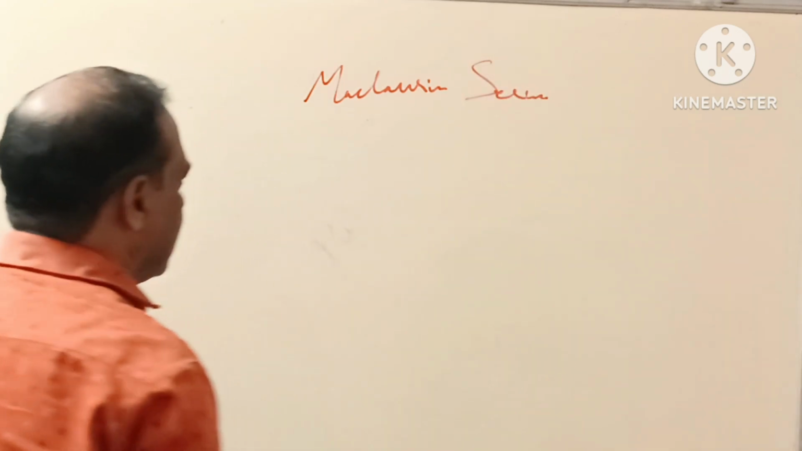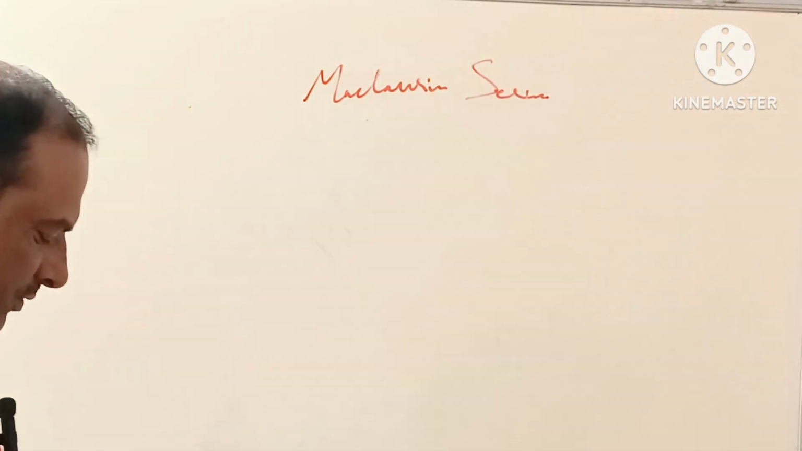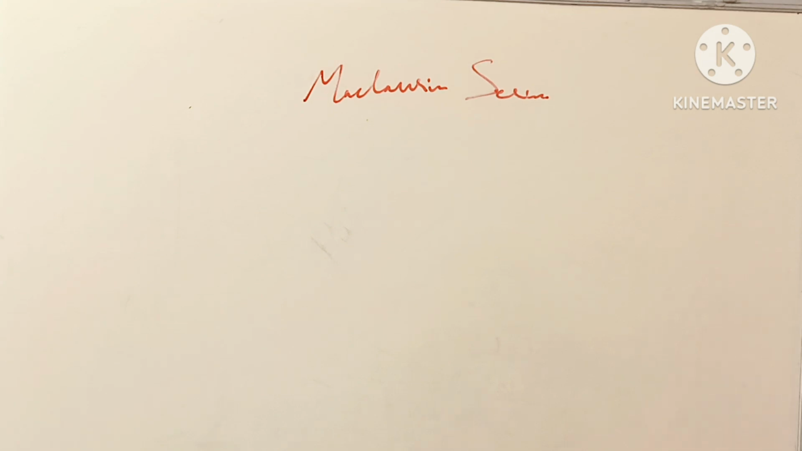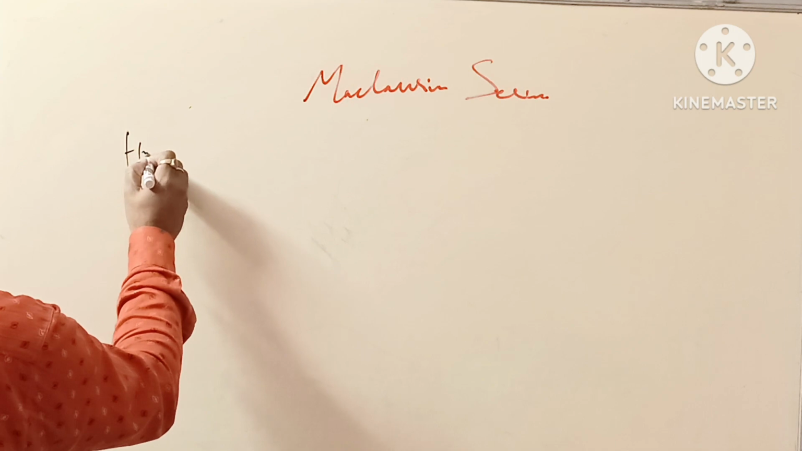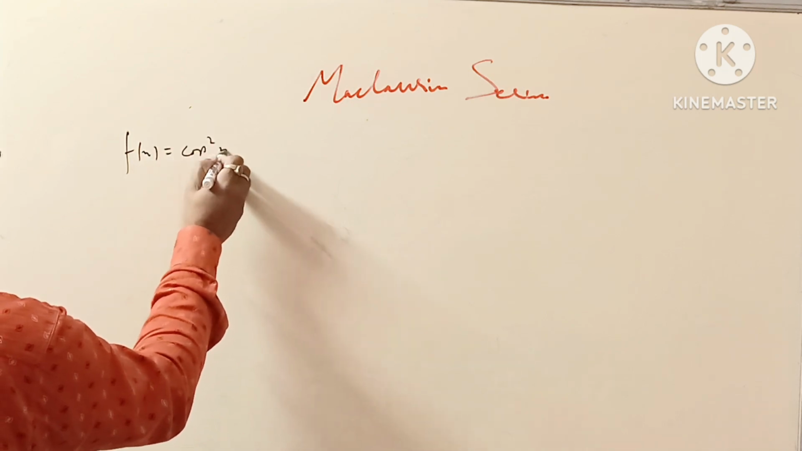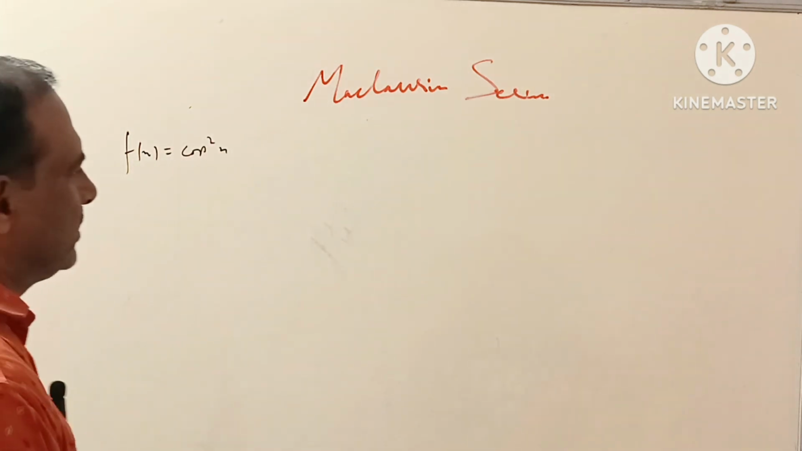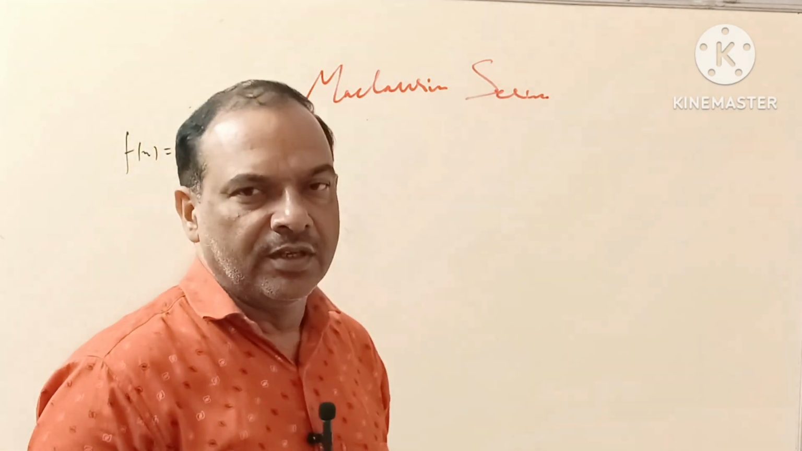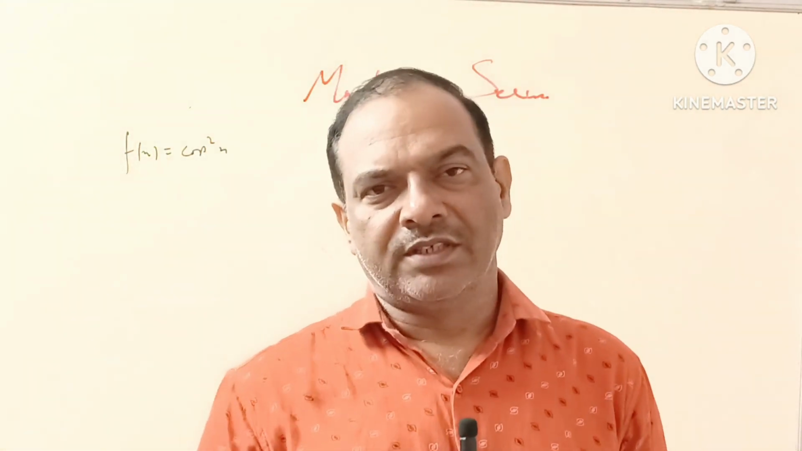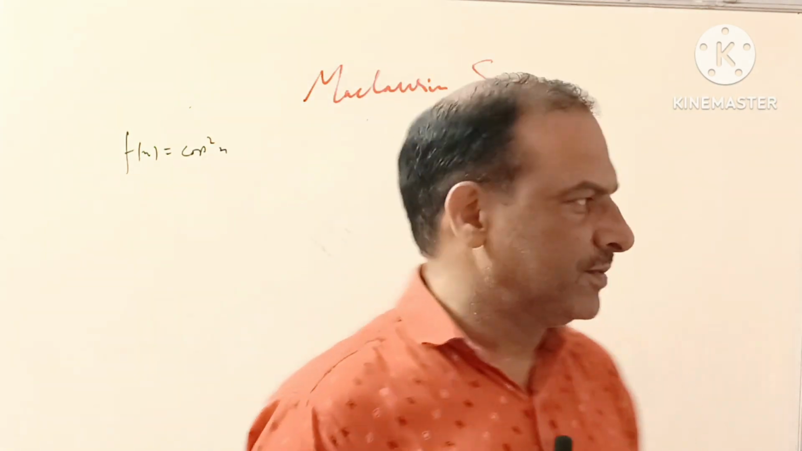Today the question is, what we have to do is the cos square x. The function here is f(x) equals cos square x, and we have to convert it into a Maclaurin series in x, which is a polynomial with ascending powers of x.